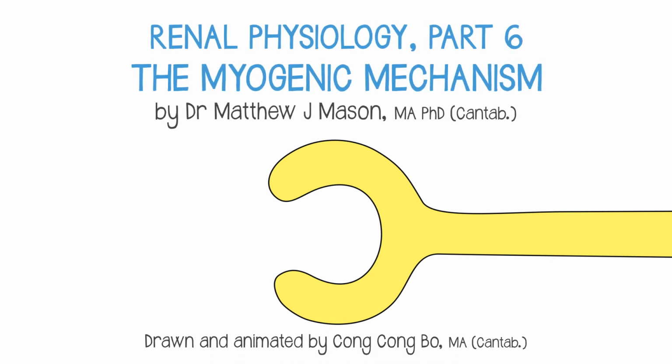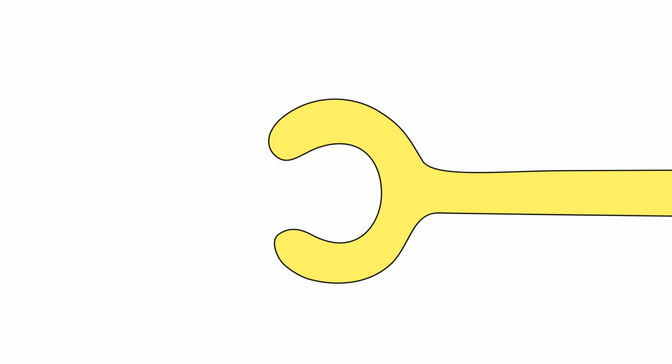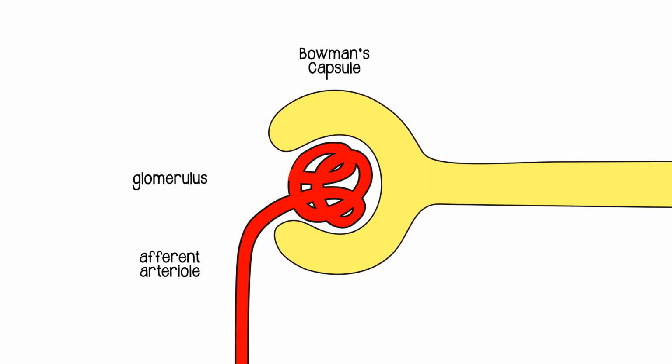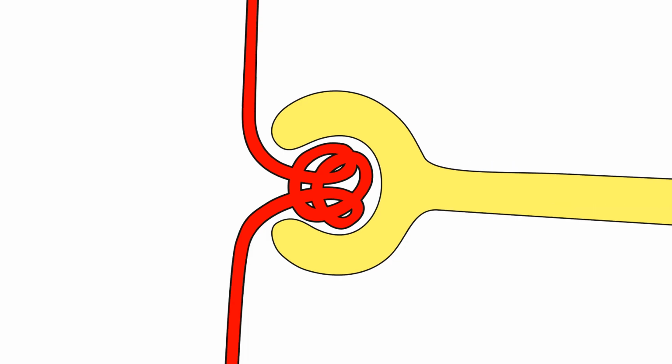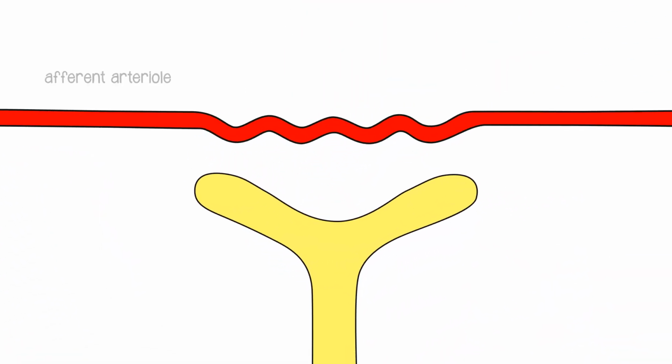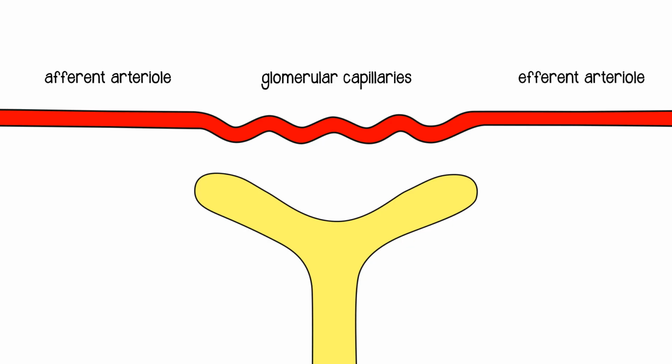I want to return to the unusual situation at the glomerulus now, where we have the afferent arteriole, the glomerular capillaries, and then the efferent arteriole, which is anatomically an unusual situation. I'm going to draw all of this diagrammatically like this. This is my afferent arteriole. Then we have the capillaries in the middle, which I'm going to draw as just one stretch. And then we have the efferent arteriole on the other side.